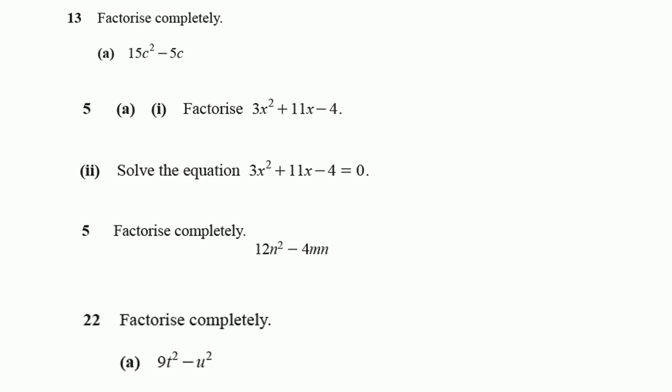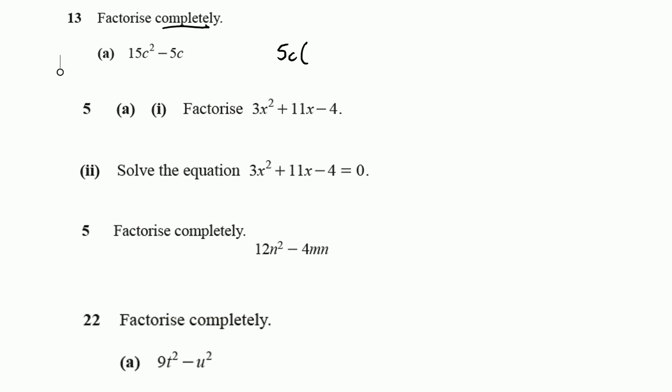Alright, here we go. The first of our problems is a very simple factorization, but don't get caught out. It says factorize completely, and that means we're going to have to look at our numbers as well. We can see the common factor between 15c squared and 5c is going to have a 5 in it, because 5 goes into 15 and 5, and a c, because that goes into c squared and c.